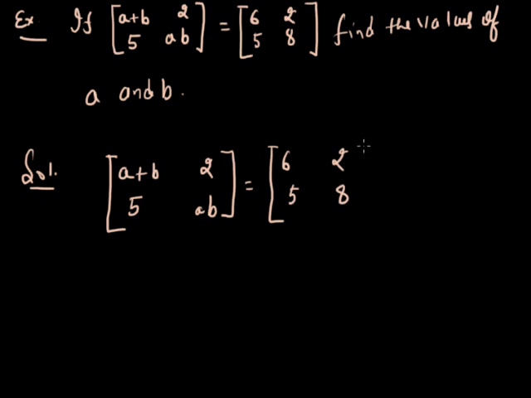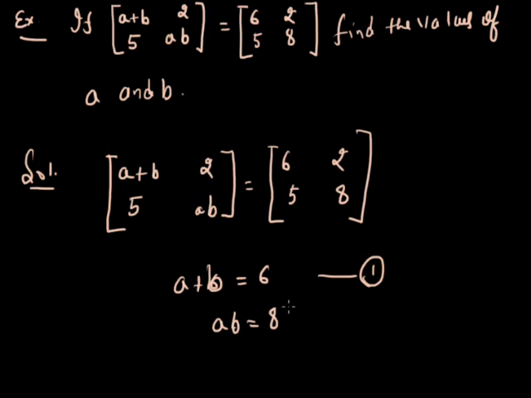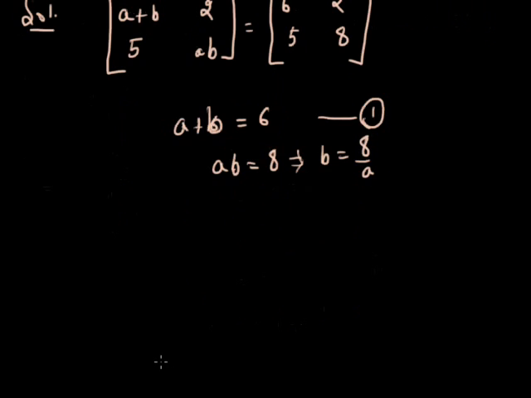और यदि हम इसको इक्वेट करते हैं करस्पॉन्डिंग एलिमेंट को, और A plus B का करस्पॉन्डिंग एलिमेंट क्या है, 6. So we'll write A plus B equal to 6. This will be the first equation. And AB का corresponding element क्या है, 8. Now A plus B is equal to 6 and AB equal to 8. From AB we can write B equal to 8 by A. Now substitute in equation 1.